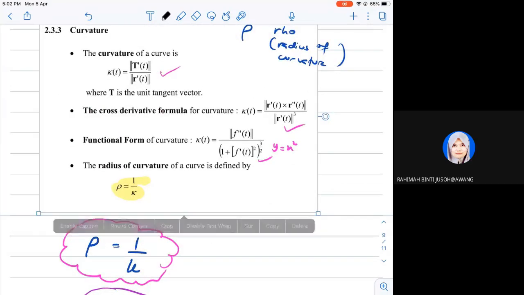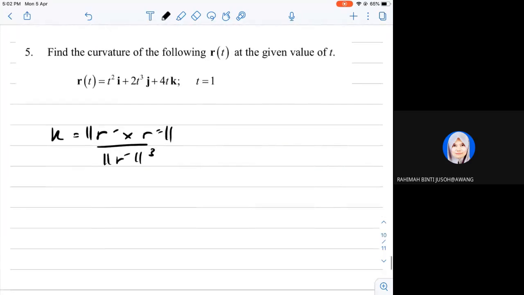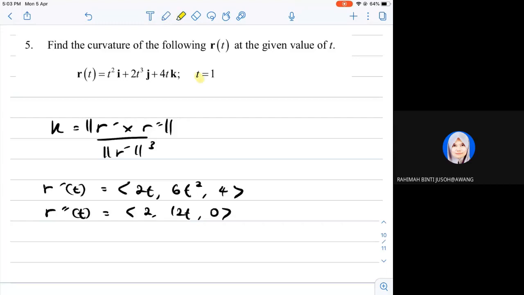Okay, kita guna formula yang kedua ni. Alright, so now first of all, of course, you kena cari R prime. Okay, so R prime T, differentiate T squared, we will get 2T, differentiate 2T cubed, we have 6T squared, differentiate 4T, we get 4. Okay, and then cari R double prime T, so differentiate lagi sekali dapat 2, yang ni dapat 12T, yang ni dapat 0.